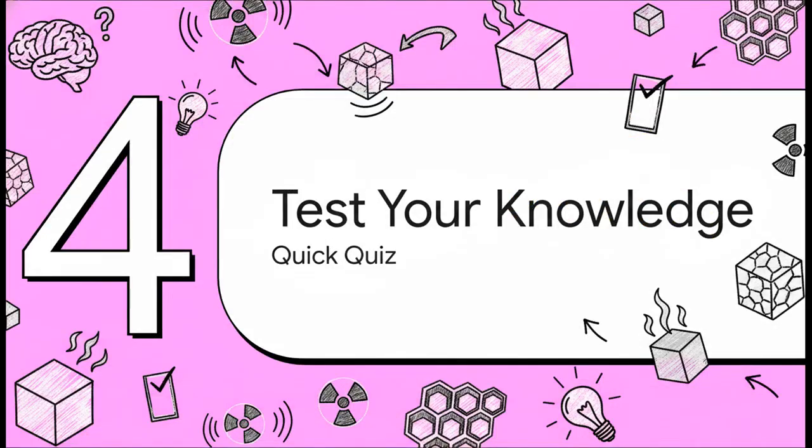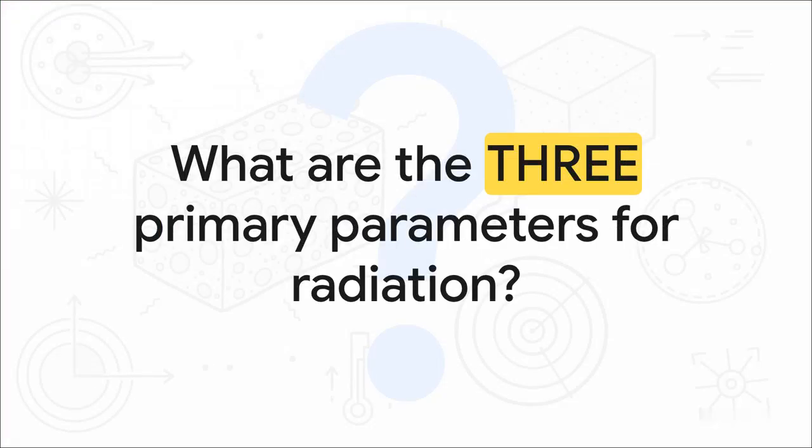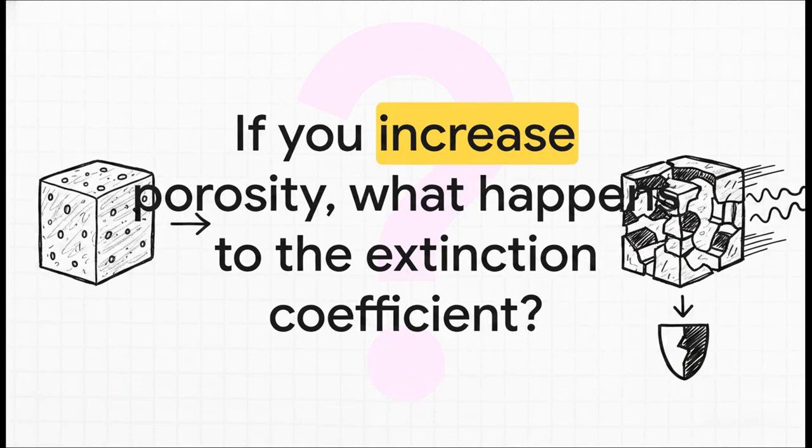All right, you got the core principles and the key results. Let's do a quick knowledge check with a few questions pulled straight from the paper's conclusions. This is prime exam material here. First question, what are those 3 magic variables that control everything? I'll give you a second. If you said porosity, material reflectivity, and pore size, you are exactly right. Okay, next up, if you increase the porosity of a ceramic, what happens to its ability to block radiation, what's called its extinction coefficient? Think about it. The extinction coefficient goes down. That's logical, right? More empty space makes it easier for radiation to pass through.